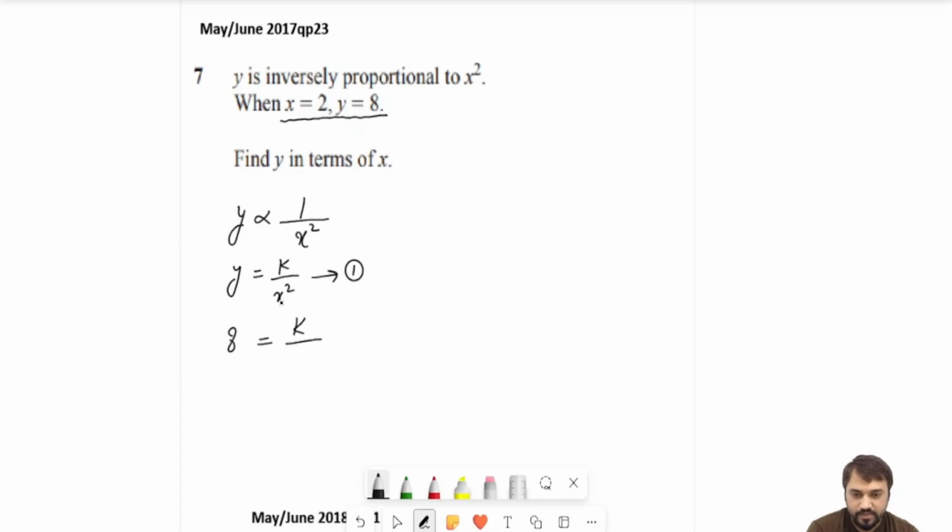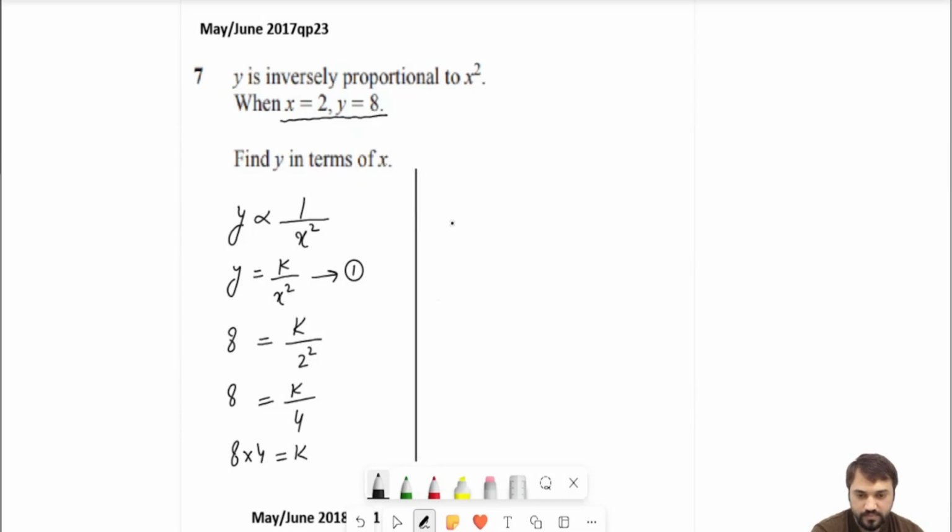The value of y is 8. K remains the same. The value of x is 2 and square, so 8 is equal to k over 2 times 2, that is equal to 4. So 8 multiplied by 4 is equal to k. We can write it down as k is equal to 32. Now put in 1. Our equation will become y is equal to 32 over x square.